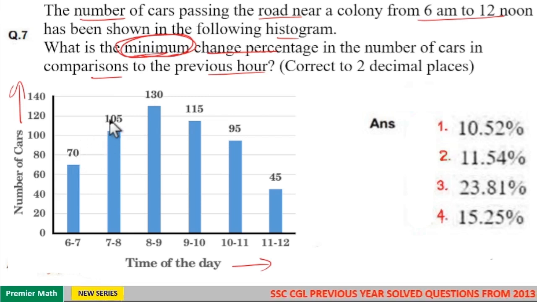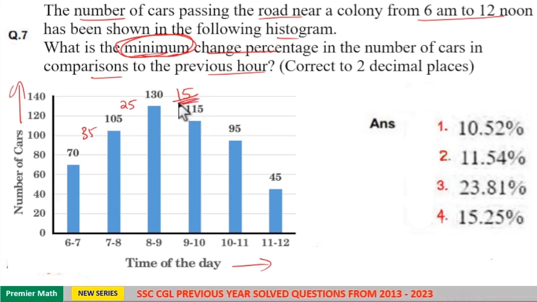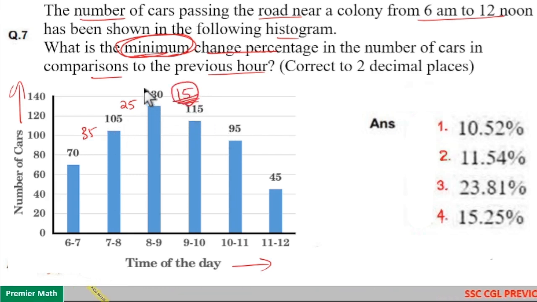Here the difference between 70 and 105 is 35. Here the difference between 105 and 130 is 25. And the difference between 130 and 115 is 15, which is less. Now if you look at the other differences, these are too large. So 15 is the minimum difference from all these. Now this 15 is from this 130 change.